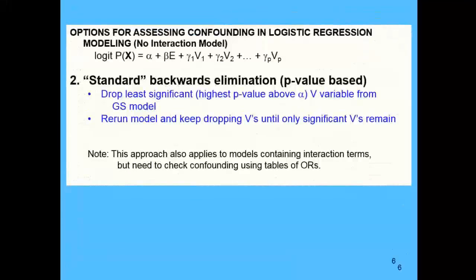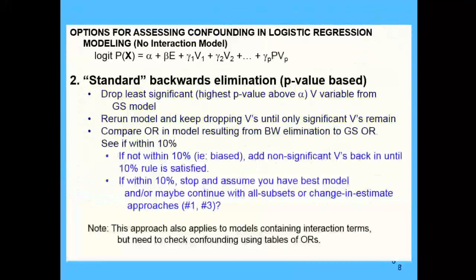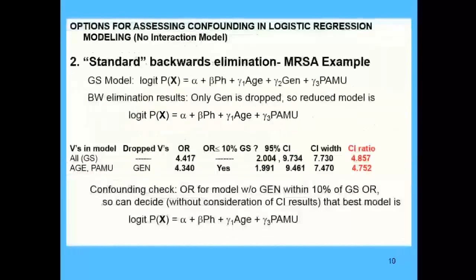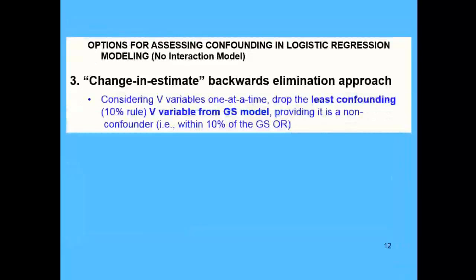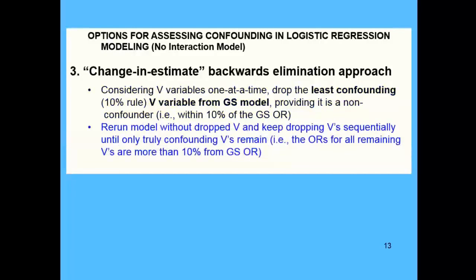Now, the only other thing I wanted to say was something about this approach. This is what the other approach is. Change in estimate approach, considering V variables one at a time, drop the least confounding variable from the gold standard model, providing it as a non-confounder. And then the second stage, rerun the model without the dropped V and keep dropping V's sequentially until only truly confounding V's remain. The only ones that are left are the ones that you decide are confounders. You're dropping non-confounders one at a time.